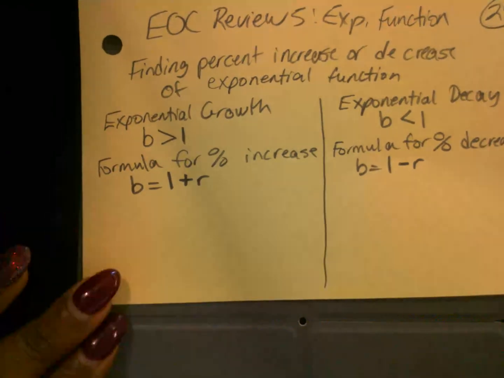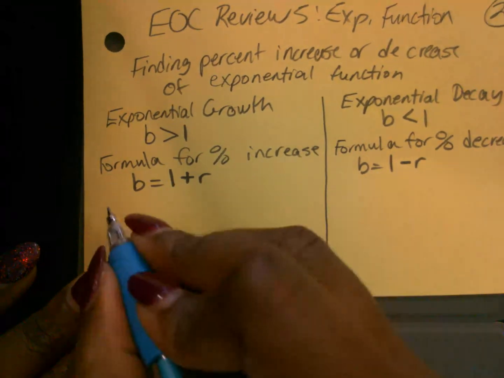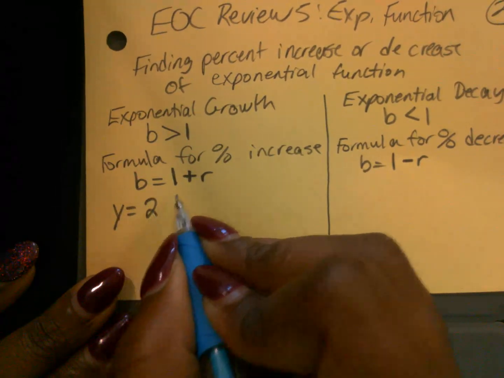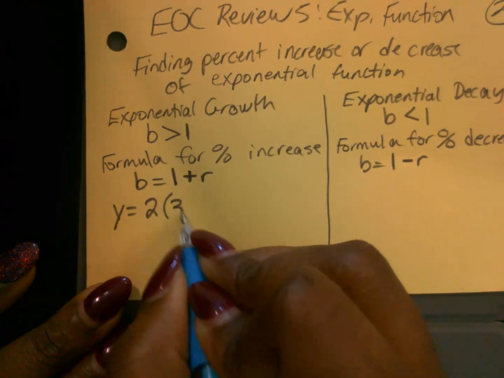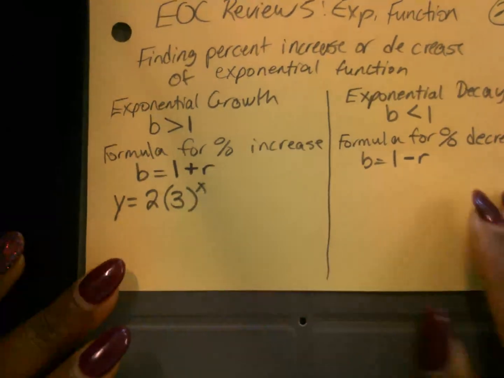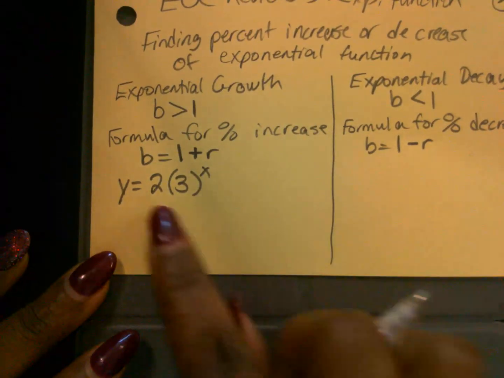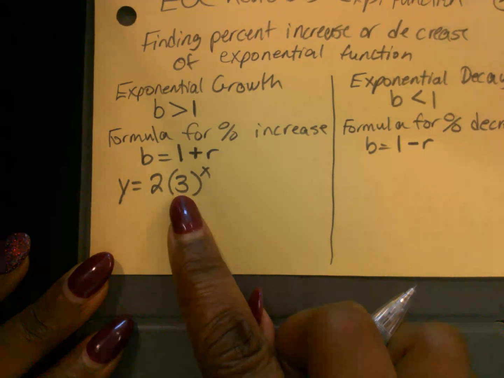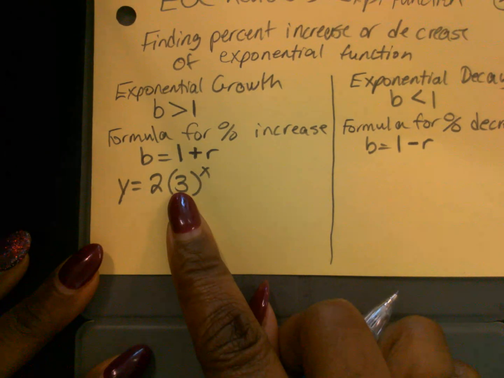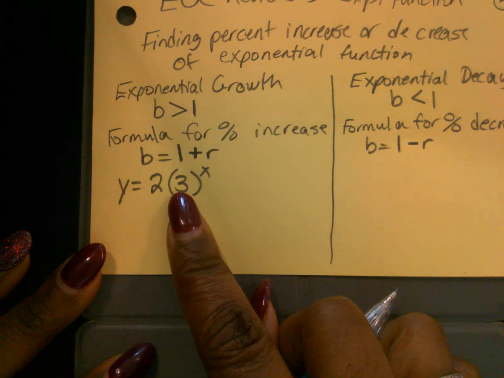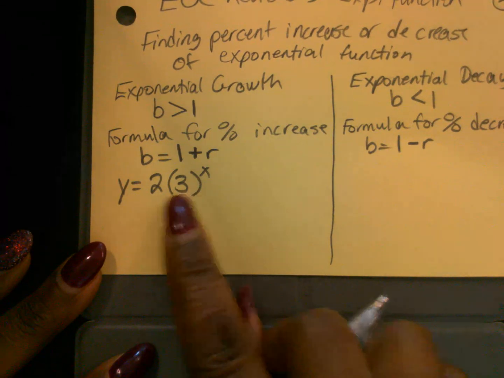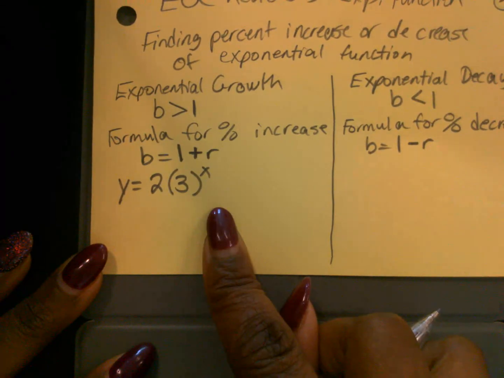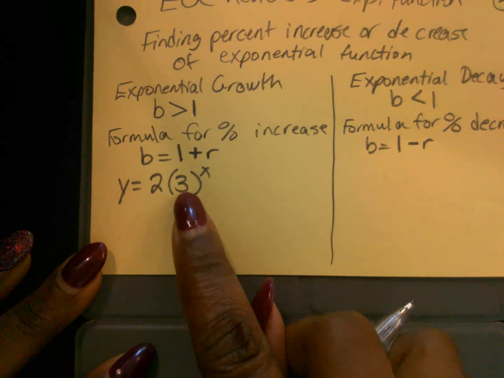So let's do this one. I have an equation: y is equal to 2 times 3 to the x power. This is exponential growth because b is greater than 1. Any questions about how I know that this is exponential growth? How do I know by looking at this equation? Because b is greater than 1.